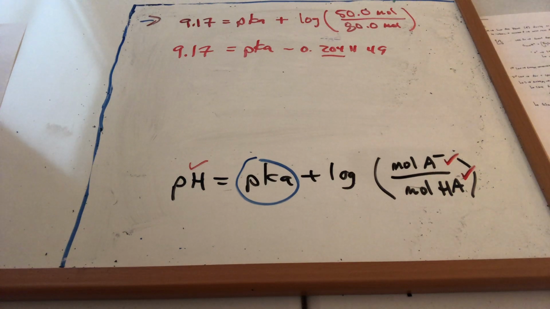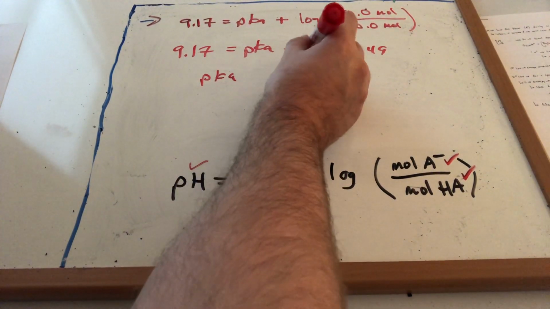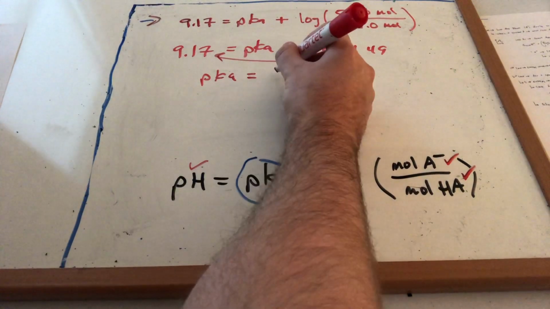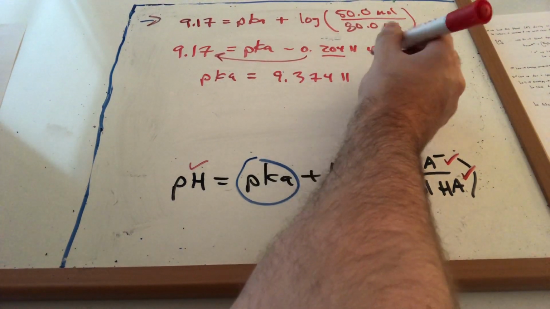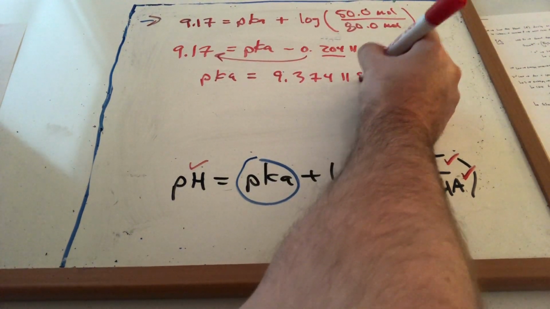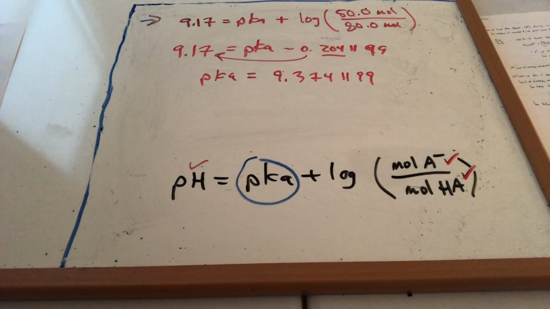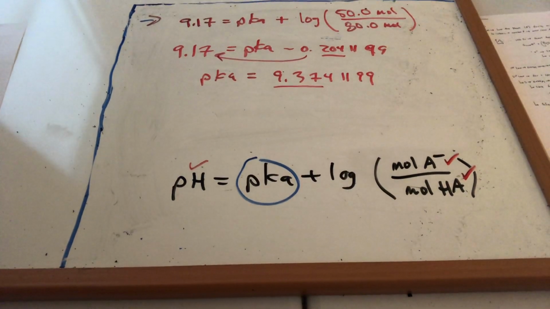We can now solve for pKa. The pKa, I have to subtract this from both sides. The pKa that I get is 9.37411. Oh, this must be a 9. It's not going to matter in terms of the answer, but I think that's a 9 back in the previous step. So now we have to solve for Ka.